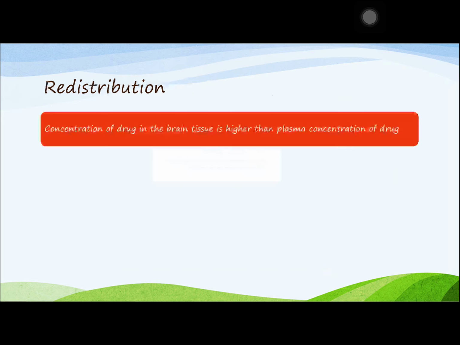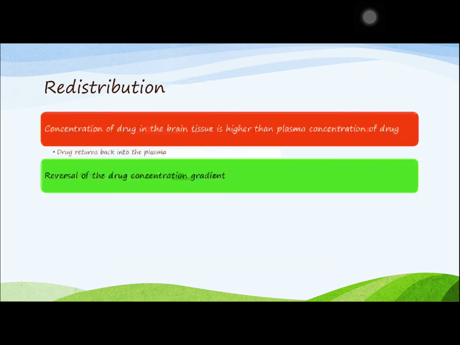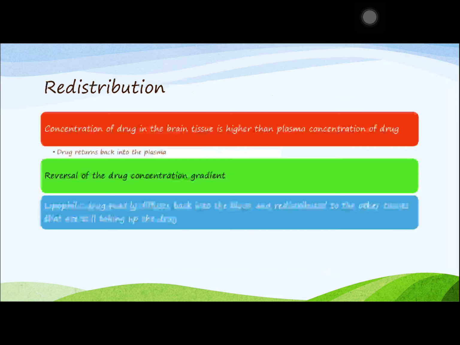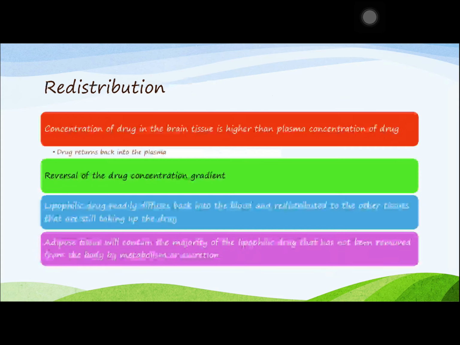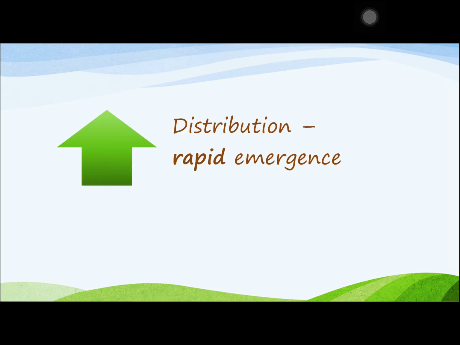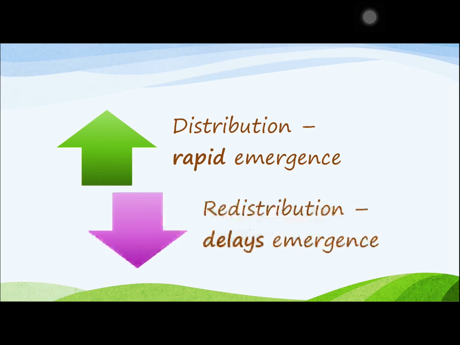Redistribution occurs when the concentration of a drug in the brain tissue is higher than the plasma concentration of the drug. In simple terms, the drug returns back into the plasma. An advantage of this is the possible reversal of the drug concentration gradient. A lipophilic drug readily diffuses back into the blood and then redistributes to the other tissues that are still taking up the drug. Redistribution more commonly occurs in muscle and fat. In summary, redistribution contributes to rapid emergence, while redistribution contributes to delayed emergence.